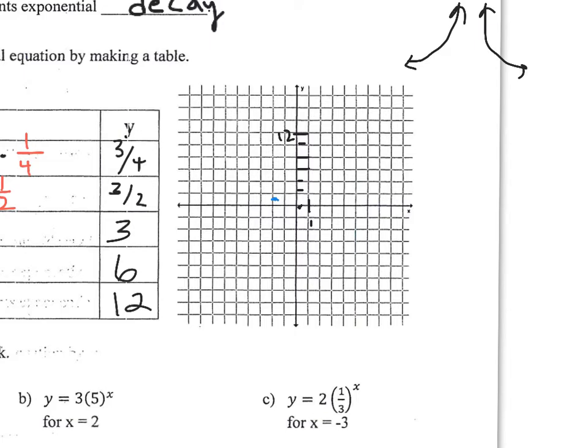Negative 1, 3/2 is right there. It's kind of hard to do it with a finger. And then 0, 3 right here. 1, 6. And then 2, 12. So my function has what we call an asymptote.